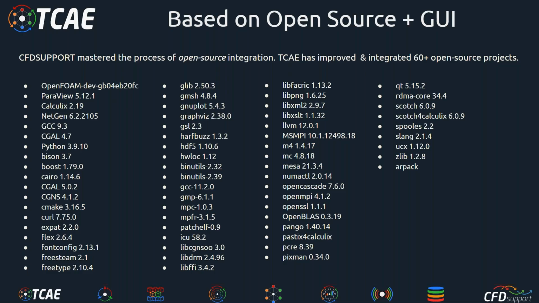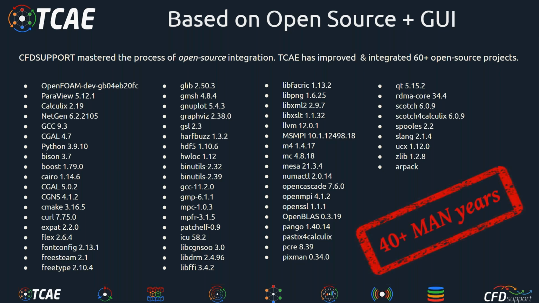TCAE is based on open source. This is really important, that I would like to say that TCAE is a mix. It's a package of many open source projects. There are more than 60 open source projects in TCAE, because here at CFD Support we have mastered the process of acquiring open source everywhere available and make it available for professional usage in the industry. So you can imagine how much time has been spent on these open sources.